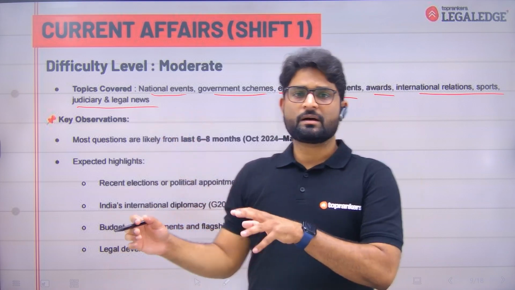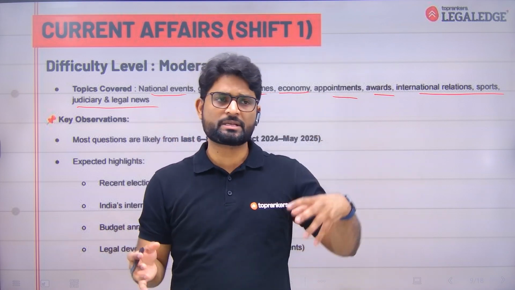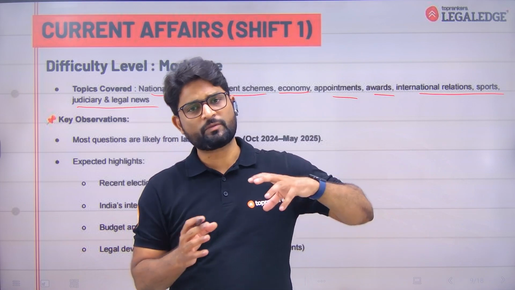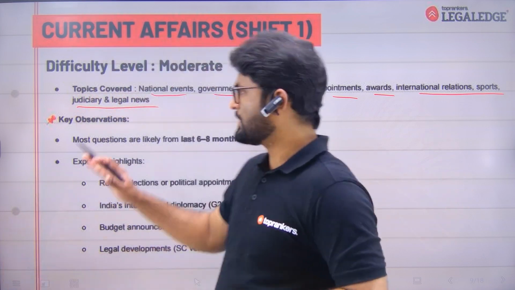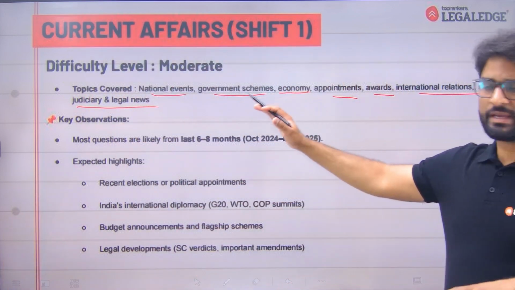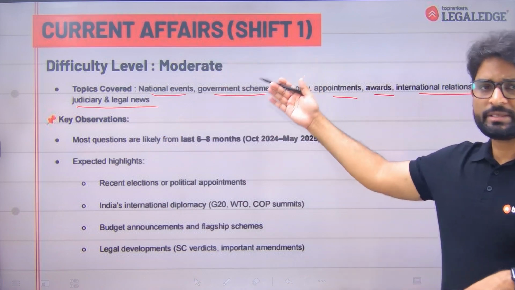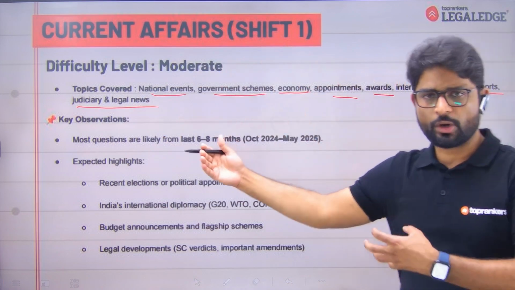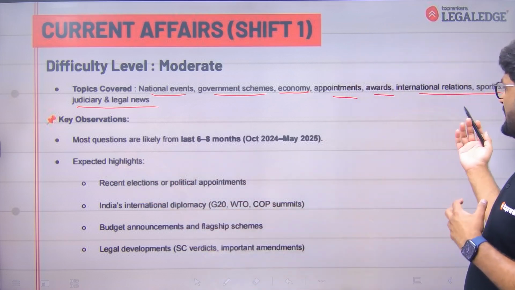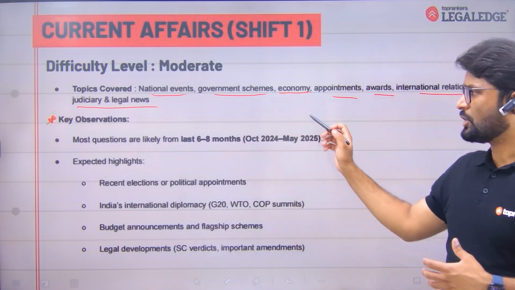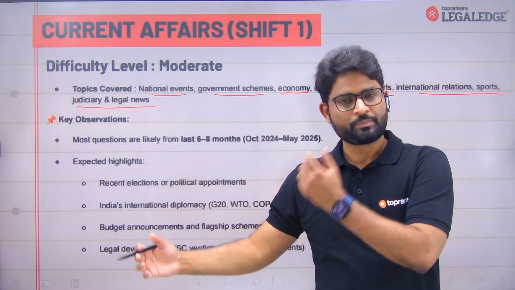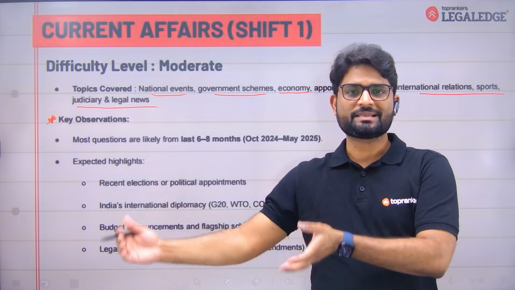So again, talking about the current affairs preparation, if you had prepared the past 9 months of GK and current affairs, and you have covered the basic areas of current affairs, which are the national events, the government schemes, the latest appointments, the awards, the important dates, the important events happening in international relationships, and the important events that happened in the economy, you could have easily solved this section.